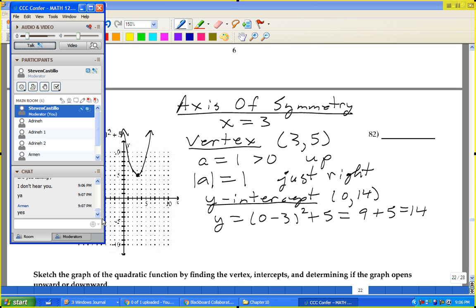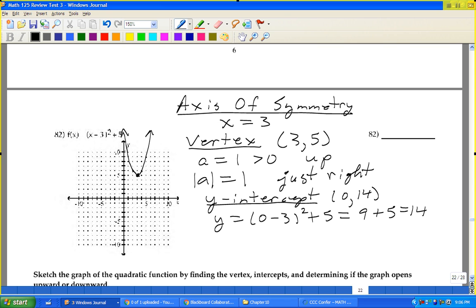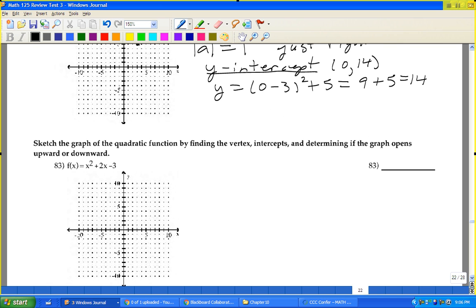Okay, so the y-intercept is at 14. And so the graph should look something like this. The vertex is at 3, 5, and it points up. And it has the same shape as the graph of y equal x squared. Let me do problem number 83. No, there's only 4 more problems left. Okay, so let me do problem number 83.